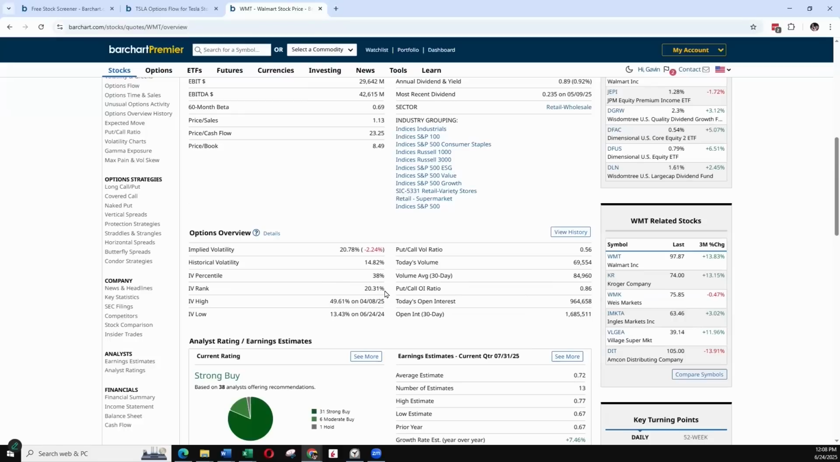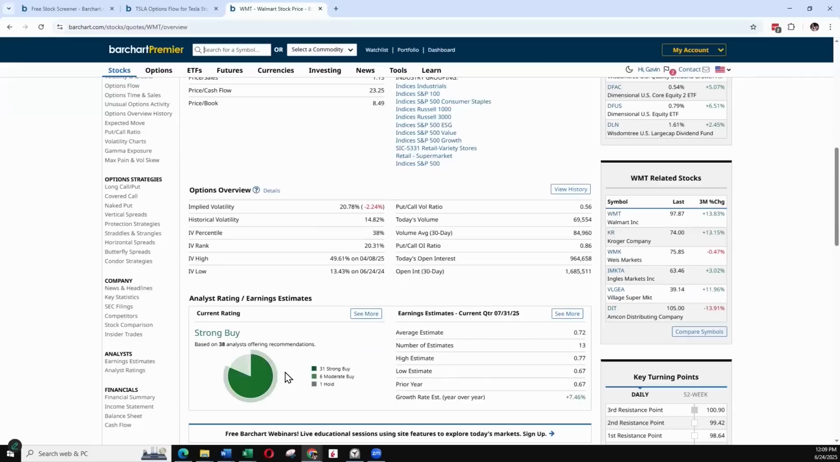The main driver of a naked put trade is going to be the delta anyway, so volatility is kind of a secondary consideration. We're also seeing really strong analyst ratings, so very, very good bullish candidate here.